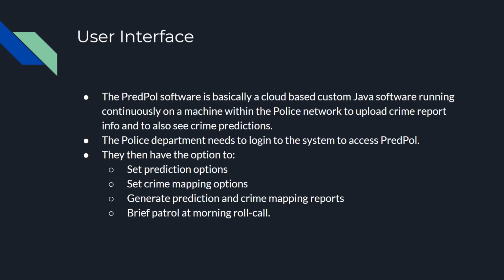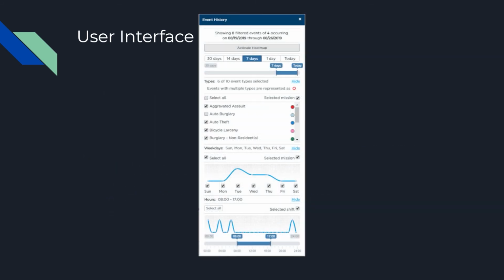They can either upload their crime report, they can set the prediction options, they can see the crime mapping options in an interactive map, they can build a heat map or generate a report based on the crimes and daily report, weekly report, or even monthly and yearly reports. They can map out the patrols on a map and compare this with the crimes that have taken place in that area. So let's have a look at the user interface itself.